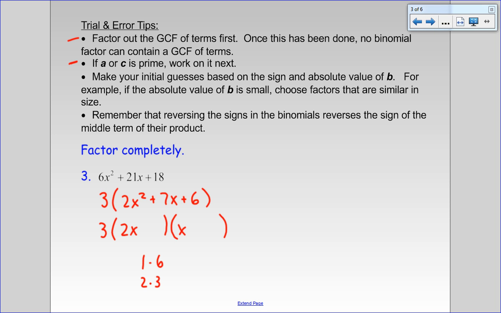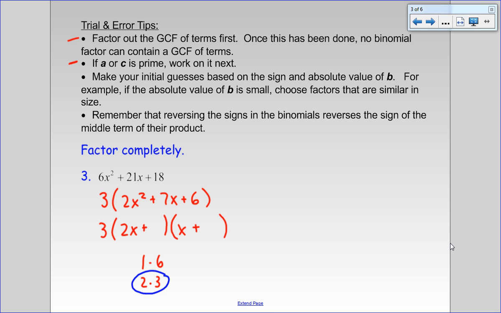From our middle term of 7x, since it's a positive number, we need plus signs in both of our binomials. And also, since the absolute value of 7 is relatively small, it seems like 2 times 3 might be a reasonable first choice for our factorization of 6. If it doesn't work out, we can always try 1 times 6 as a second option. But let's be careful using the 2 and the 3 from this factorization.